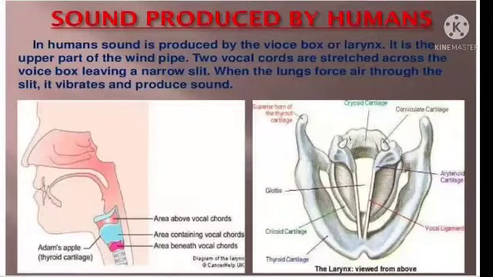Sound produced by humans. In humans, sound is produced by the voice box or larynx. It is the upper part of the windpipe. Two vocal cords are stretched across the voice box, leaving a narrow slit. When the lungs force air through the slit, it vibrates and produces sound.